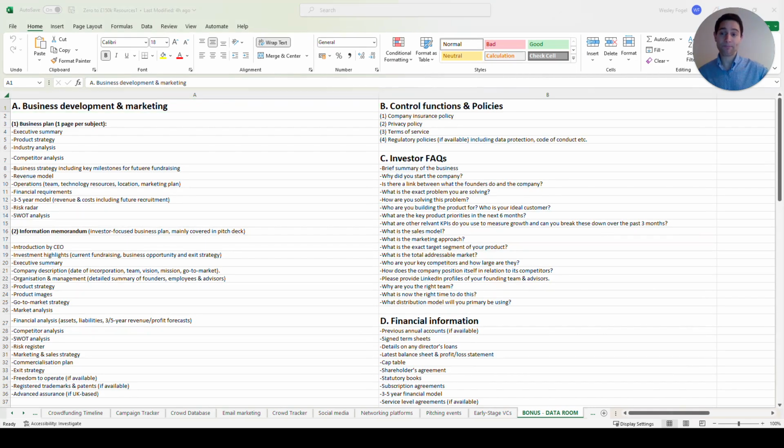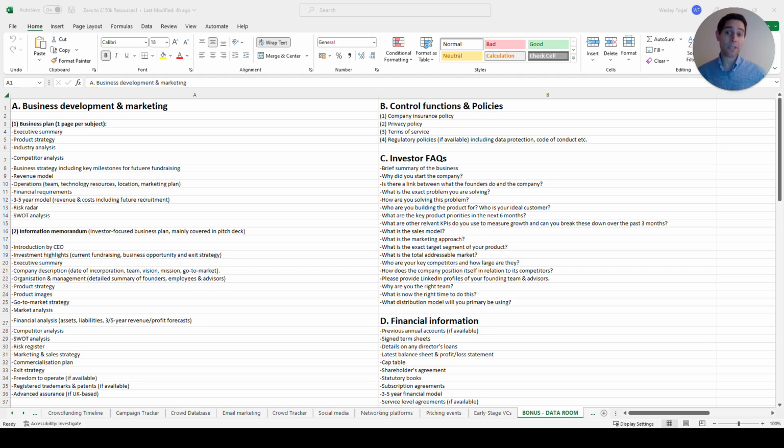So here are some of the key sections to consider. And the first one is a business plan, which should really at this stage be no more than one page per subject on some things like your product strategy or your competitor analysis, which will be referenced already in your pitch deck. You'll also see things like the SWOT analysis or the 3 and 5 year revenue and cost projections, which we've also covered a bit in your fundraising toolkit and on some other sections of the course.